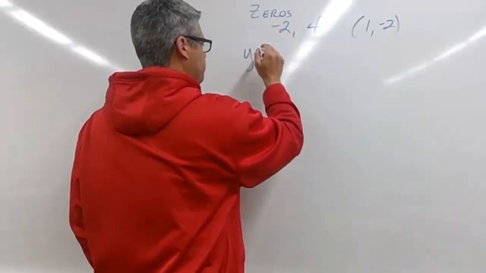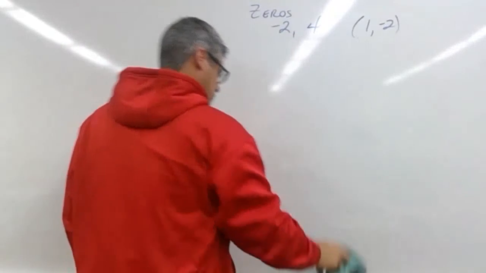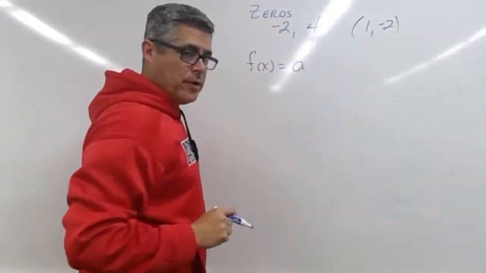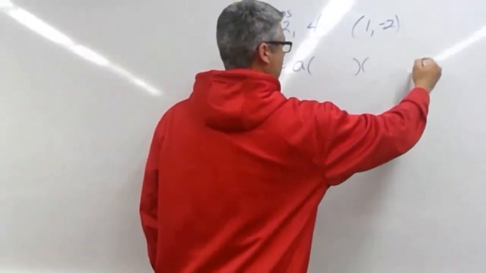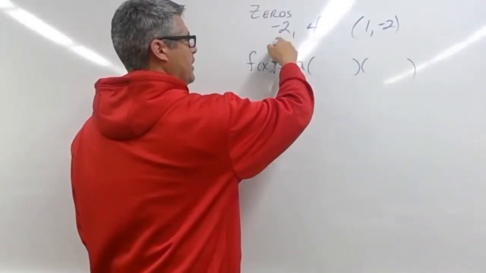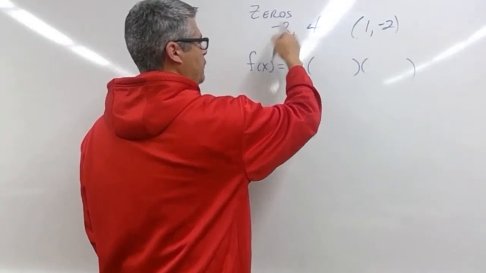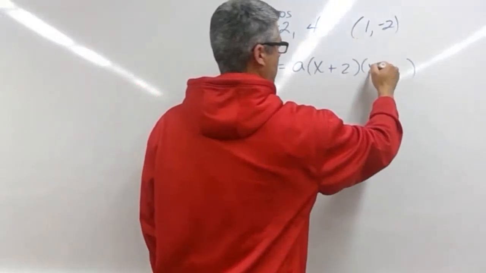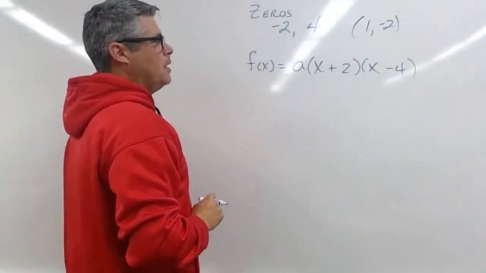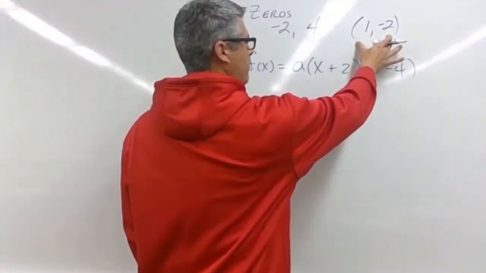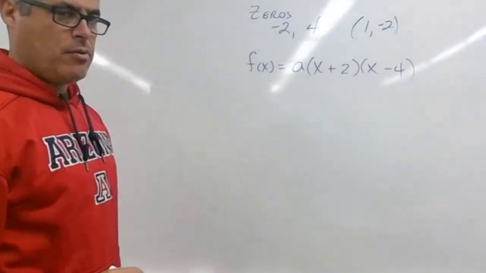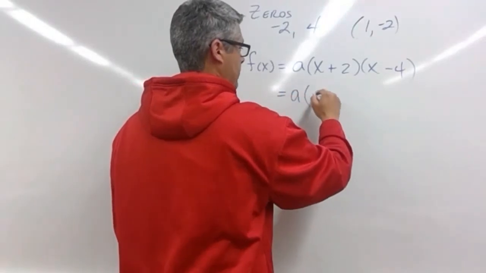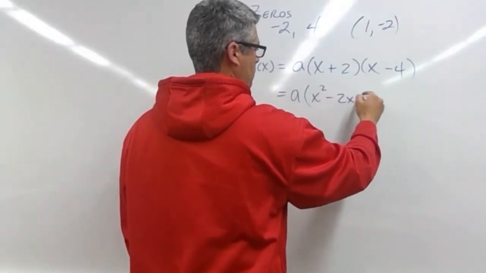And so what we're going to do is we're going to set up our problem with an A in front, and then we're going to do our linear factors, the 2 and the negative 2 and the 4. So x minus 2, remember I want to change my sign, x plus 2, and then the x minus 4. Okay? I'm not going to worry about the point yet until after I have FOILed this out. Okay? So when I FOIL this, I'm going to get x squared minus 2x minus 8.